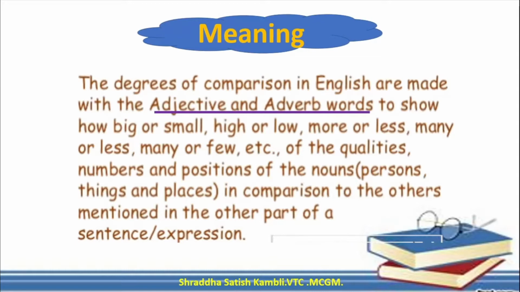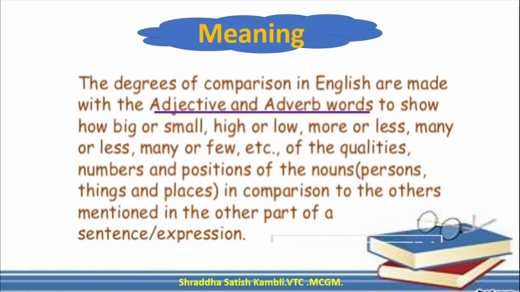Alright, so see, just like you can compare the quality of two things, in the same way you can also compare the way in which actions are performed. For example, some of us, we run fast. Some others, they run faster. Okay, so we can compare adverbs also. That is the way in which, the method in which we perform actions. So the degrees of comparison are made with words which are adjectives and words which are adverbs.